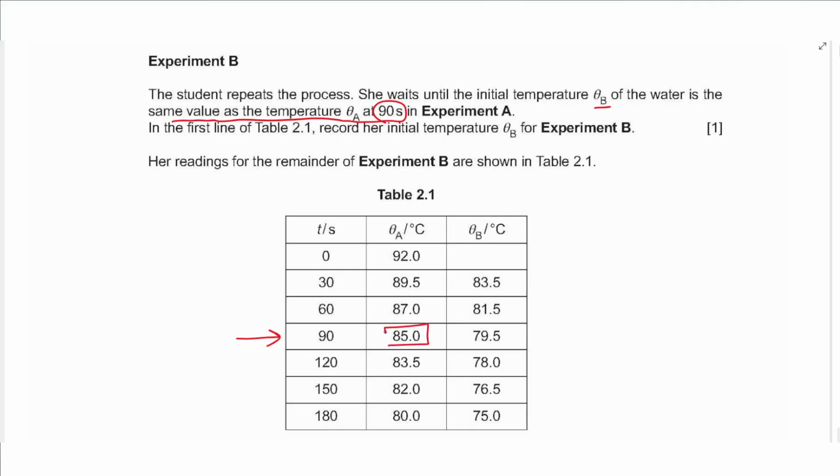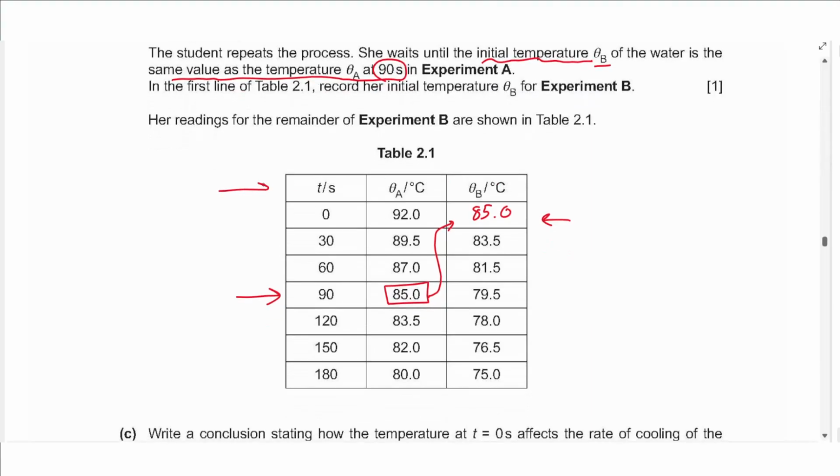This is the temperature of beaker A at 90 seconds. And this is the initial temperature of beaker B, and we have it empty here. In the first line of the table 2.1 record her initial temperature theta B for experiment B. So we take this value and we put it here, 85.0. Her readings for the remainder of experiment B are shown in table 2.1, and always check the tables for the units of the headings. Here we have all the units, so we don't need to fill in anything.